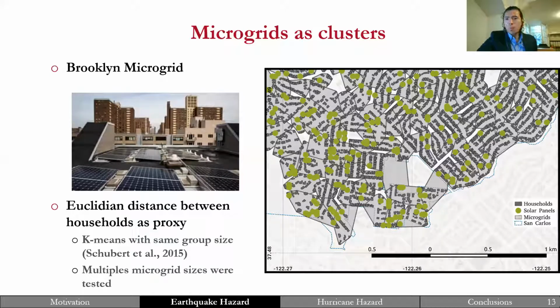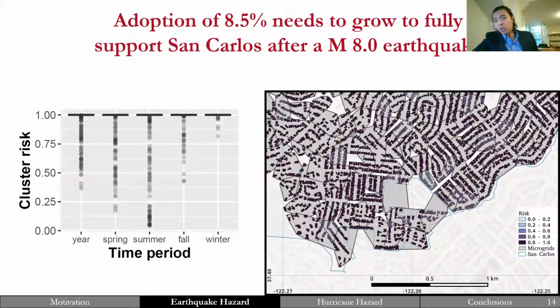So we model potential microgrids as clusters, using a k-means algorithm with the same group size. And we tested multiple microgrid sizes here. So this is just an example of potential microgrids of 20 houses that can form in the next years in San Carlos City. And this is the last piece of analysis. And then we put everything together here.